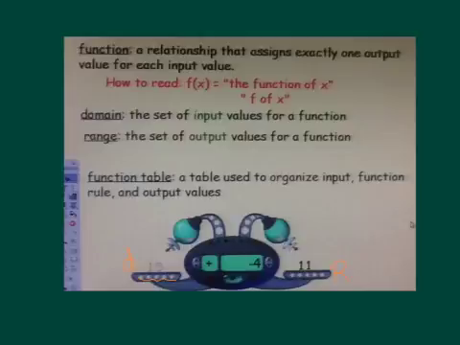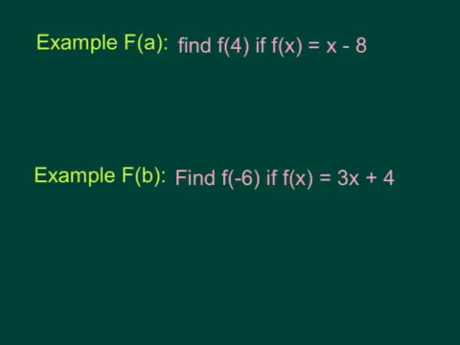A function table, that's a place where we put all of our values. We organize the input, the output, and the function rule, and then we're also going to organize our ordered pairs into a function table, and you'll see that again in one of the examples today. So a function table is where we organize the information. Some keywords there: input, output, and organize. We have 3 examples to look at today. Here's our first 2 examples.